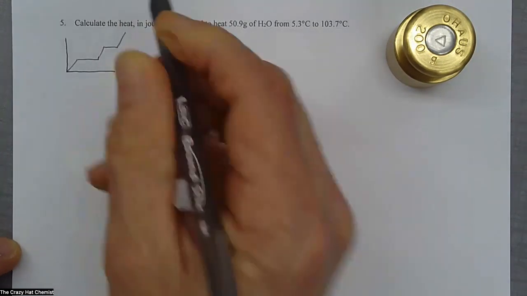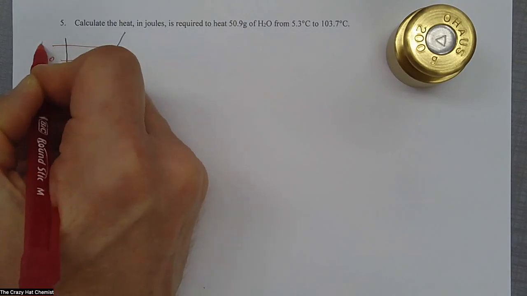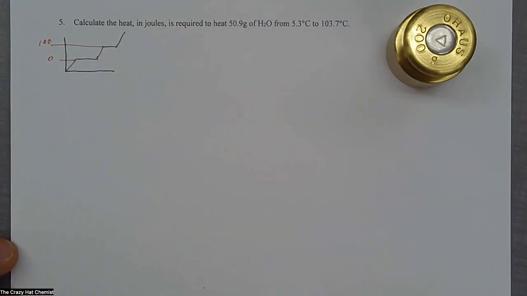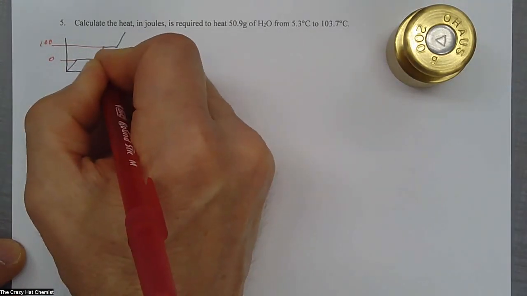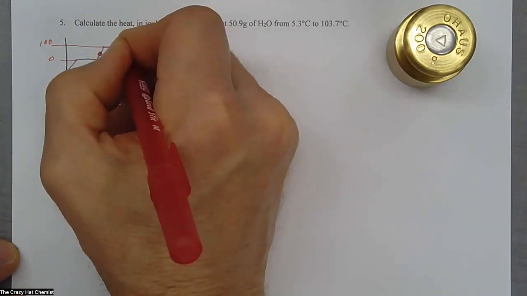And since it's a water problem, that means that this is 0 and this is 100. That defines the graph. What is our lowest temperature? That is 5.3. So we are somewhere right here. We're above the freezing point. What's our final temperature? That's right over here.